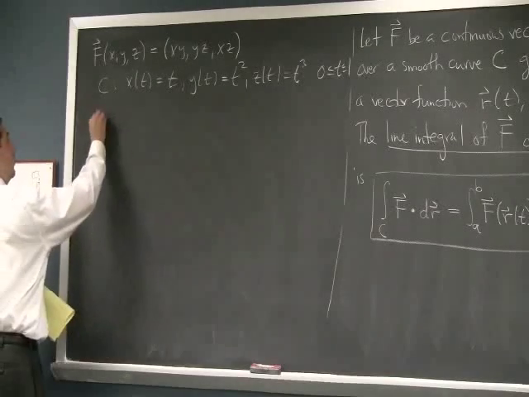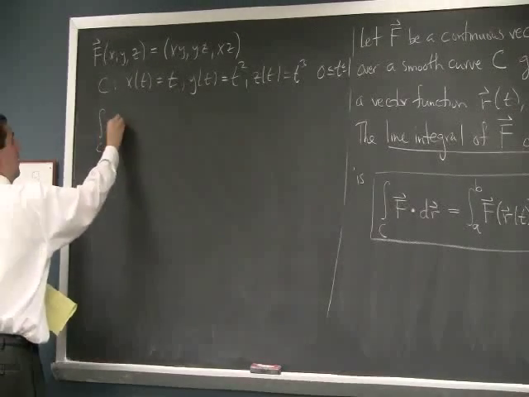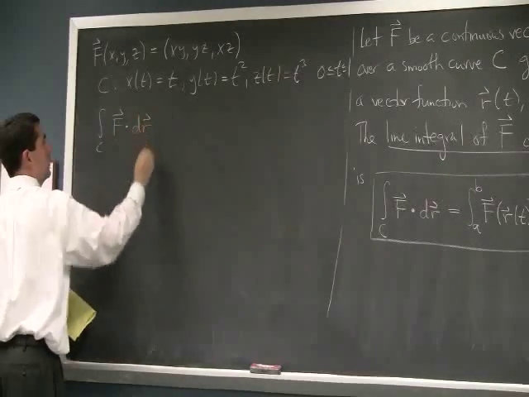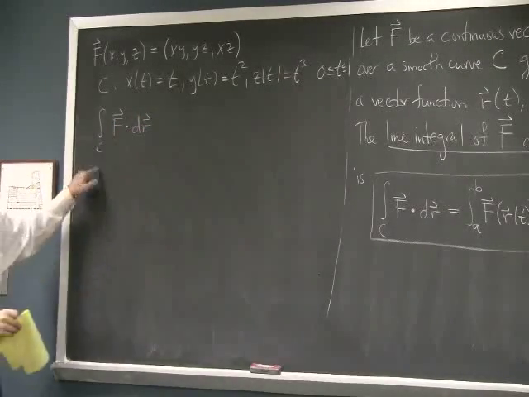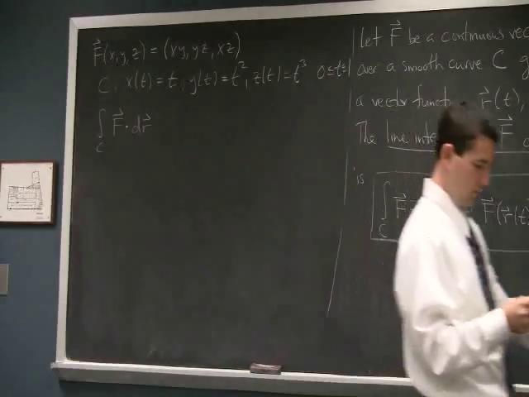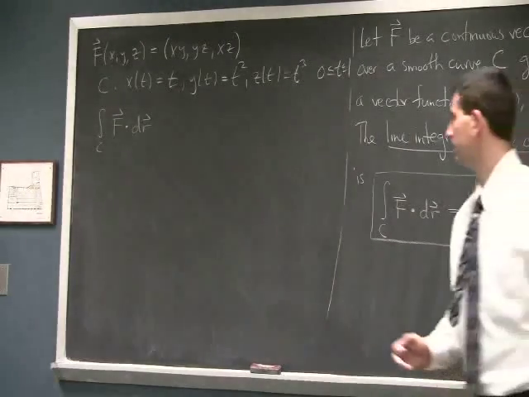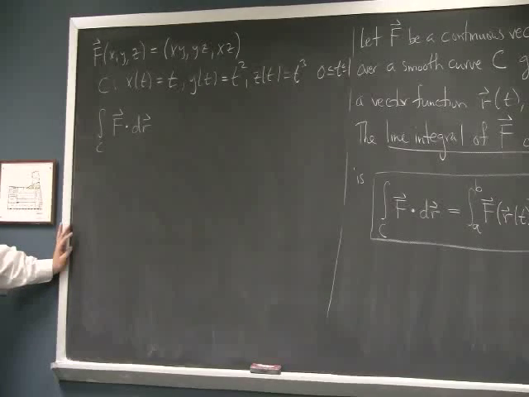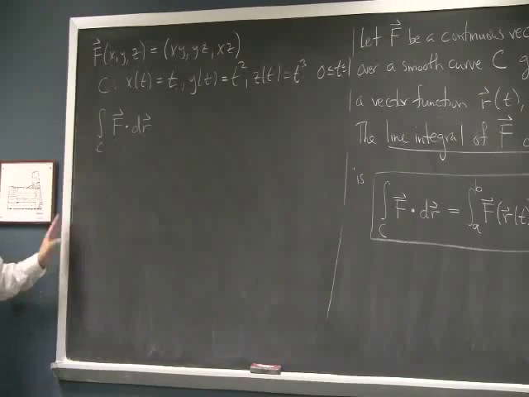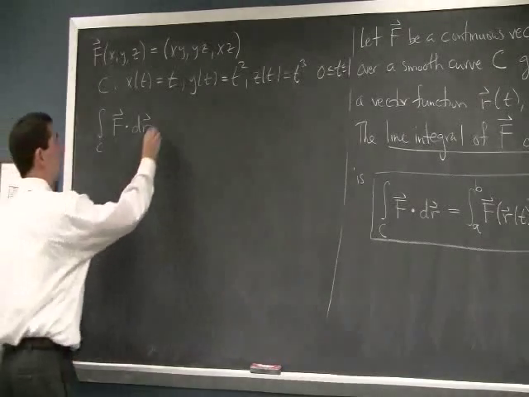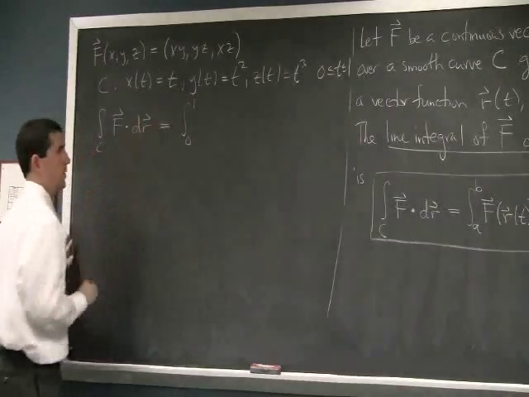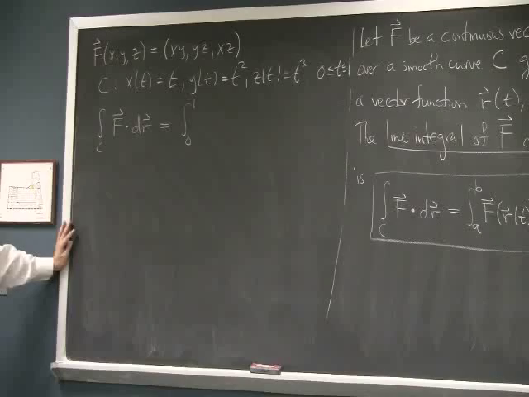Fine. So what if we want to integrate this vector field over this curve? We want to compute this line integral. We use the formula, of course, which is going to tell us we integrate from 0 to 1. That's what t goes between.